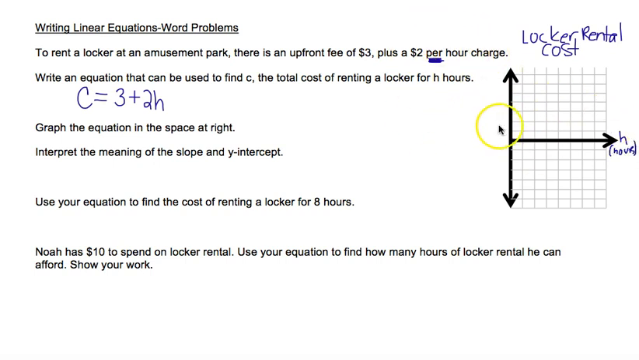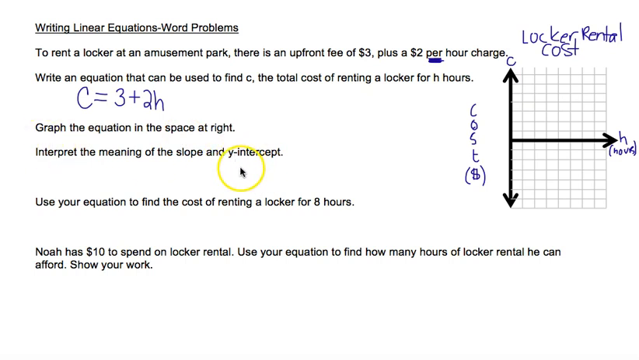And I can't turn the paper here, so I'm just going to label it, kind of up and down. But this is our C axis, which means cost. So that was supposed to be a C. And that's in dollars. So you, of course, can turn your paper sideways, but I can't do that here. So, all right, we've got our labels. We want to graph the equation.